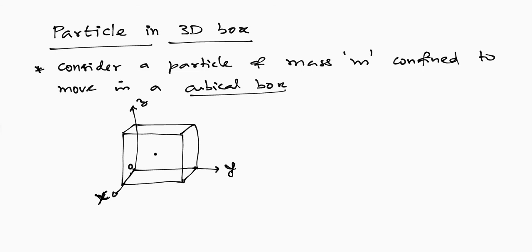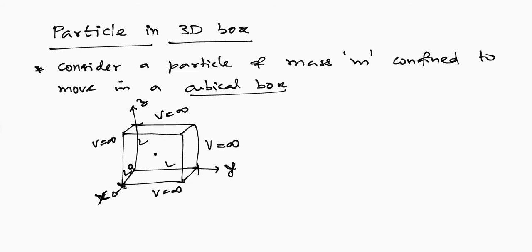Why? Because I am going to assume the potential energy outside the box is infinite. Since the potential energy outside the box is infinite, the particle cannot jump out. So the particle is restricted to move only within the box. Then the length or the intercept along the x-axis, let it be L, and the intercept along the y-axis also L, and along the z-axis also L, because it's a perfect cubical box.